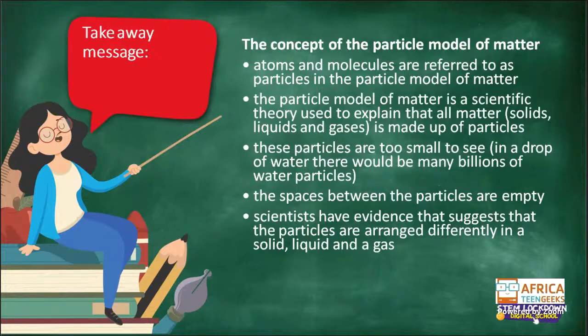According to the particle model, if you look at a drop of water, then you can have millions or billions of water particles. Then the model is also telling us that we have got spaces between the particles, and those spaces are empty. And then scientists have also shown that there is evidence that suggests that the particles are arranged differently in solid, liquid, and gases. All right. That was just a summary of the lesson.